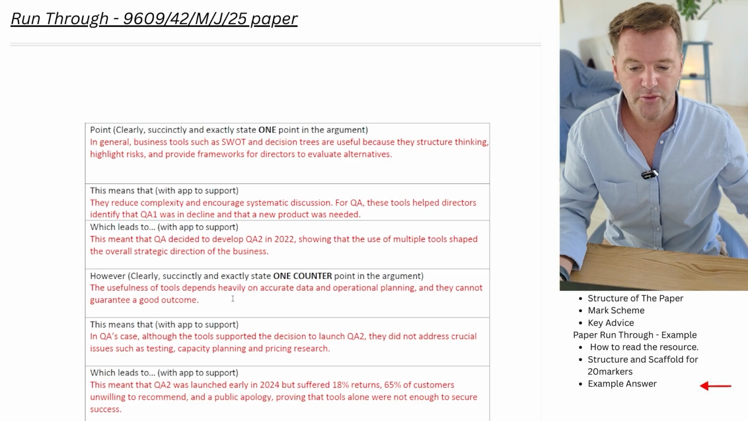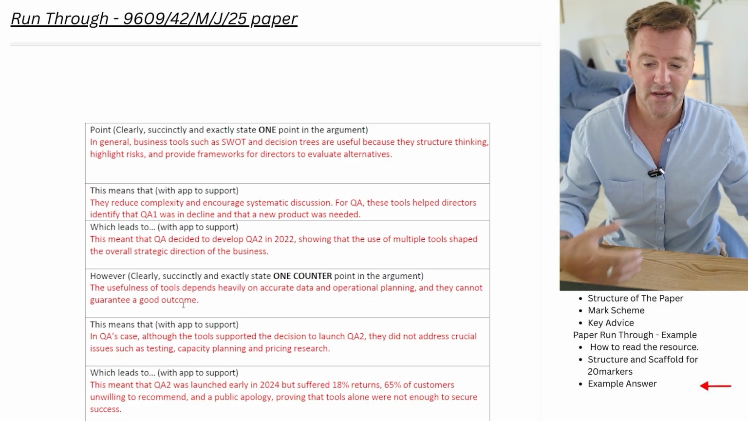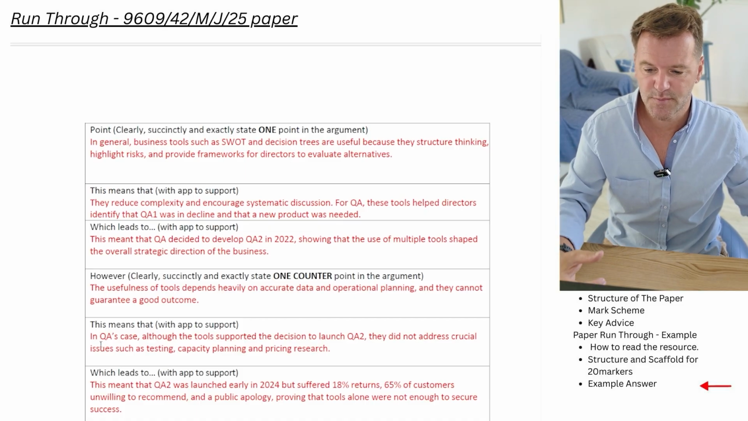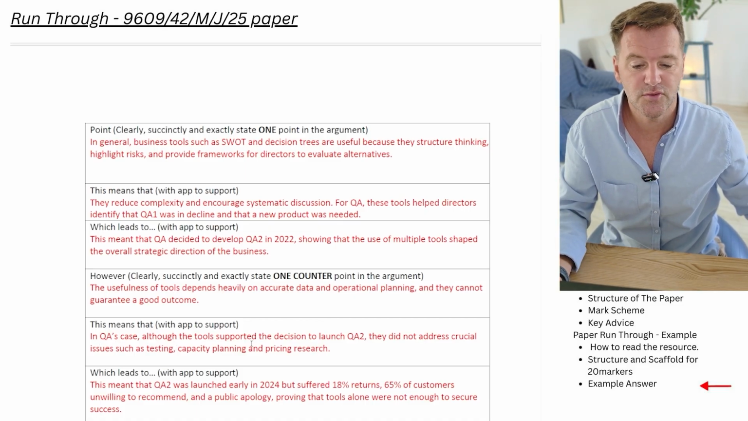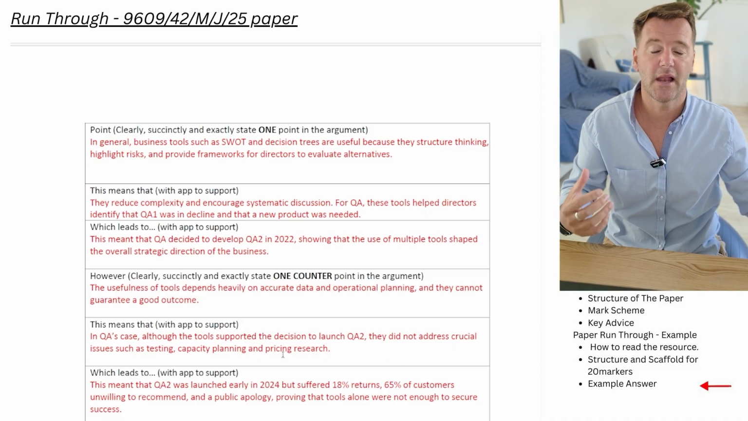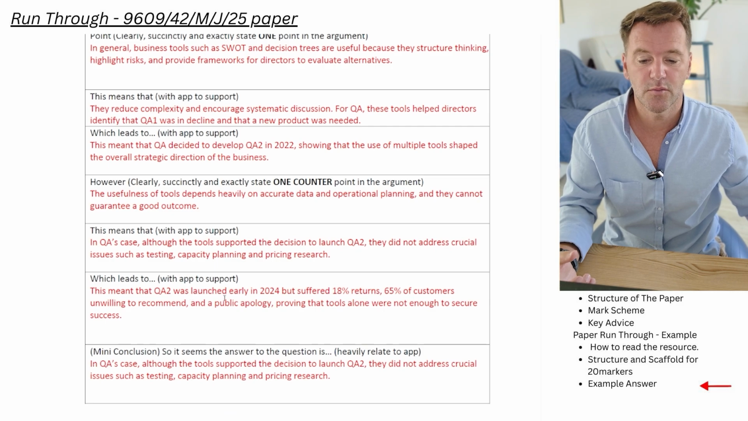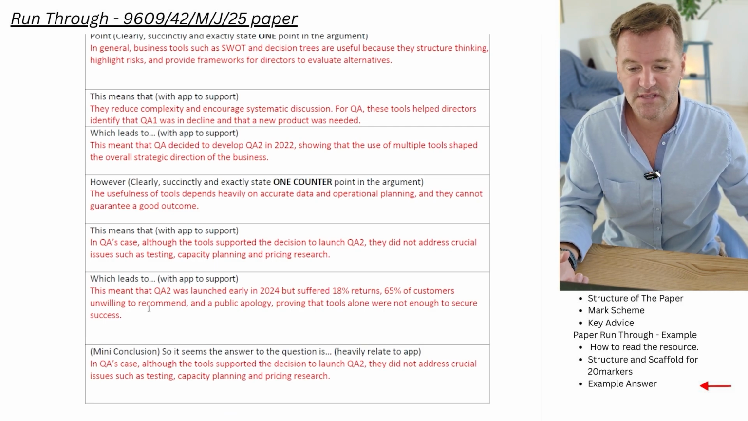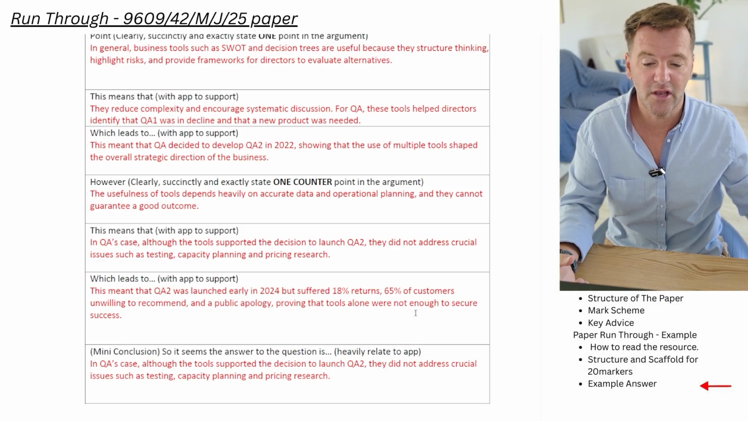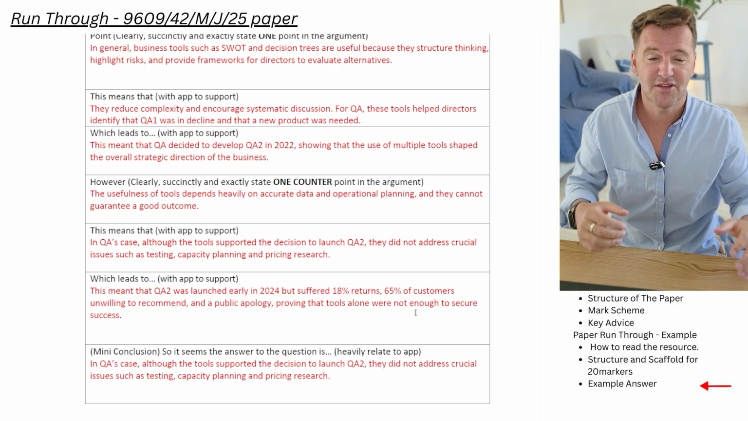However, the usefulness of tools depends heavily on accurate data and operational planning. They cannot guarantee a good outcome. I'm still just following this structure. This means that in QA's case, although the tool supported the decision to launch QA2, they did not address crucial issues such as testing, capacity planning, and pricing research, which leads to, this meant that QA2 was launched early in 2024, but suffered 18% returns, 65% of customers unwilling to recommend, and a public apology, proving that tools alone were not enough to secure success.